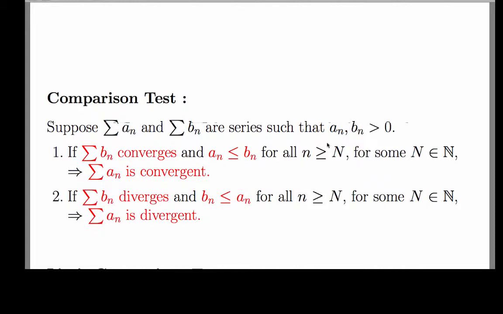And similarly, if we have a known series that diverges, and the terms of our series are greater than or equal to the terms of the series that diverges after some point, then the series that we're interested in, the sum of a sub n, is divergent.